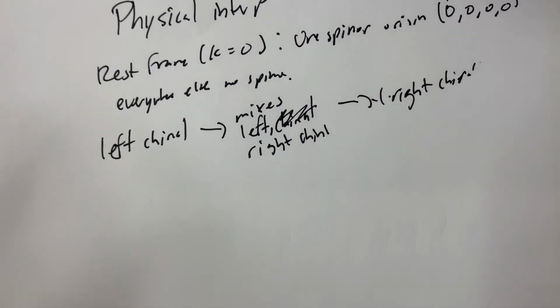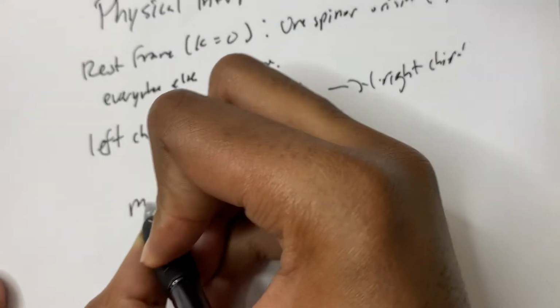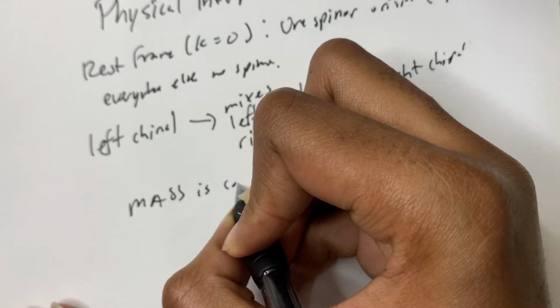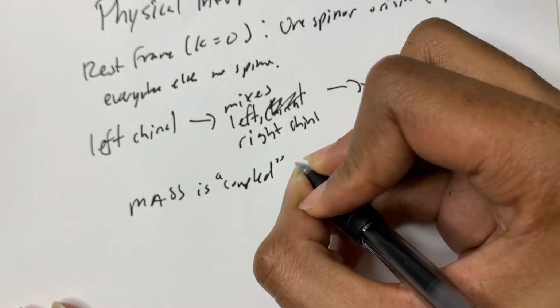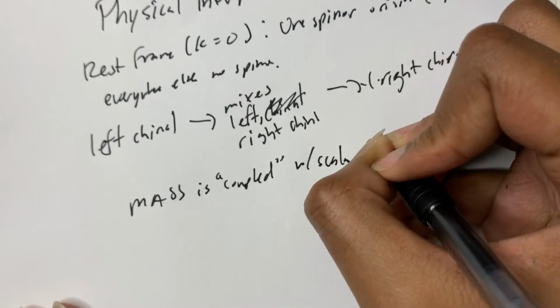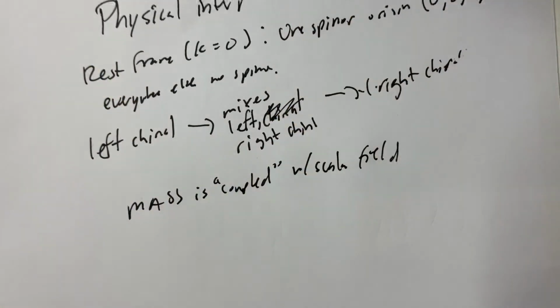Like the mass term in the Dirac equation is related to interactions between the spinor field and the scalar field, or we say that the mass is coupled with the scalar field. So we have the spinor field, and the mass tells us the coupling between the spinor field and the scalar field. And when the spinor field and the scalar field interact, well, then the chiral state of our field will change.